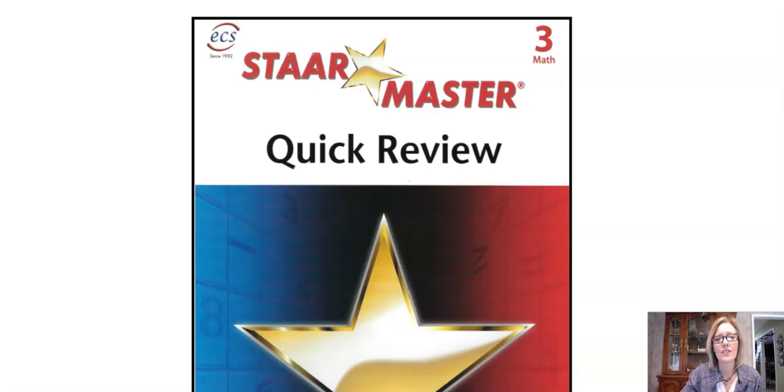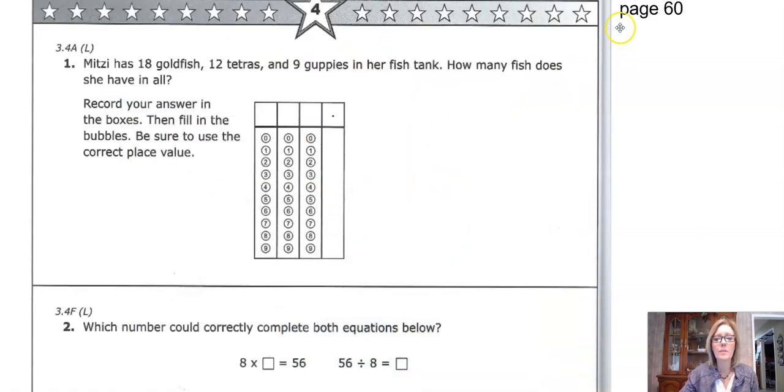And I just want to let you know the things that you're going to need for today's video. You're going to need your Star Master Quick Review book. All right, so if you don't have that and a pencil, go grab it. Okay, and we're going to go ahead and get started. We're going to be on page 60. So let me underline that for us. So page 60.